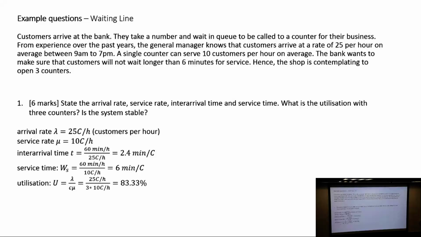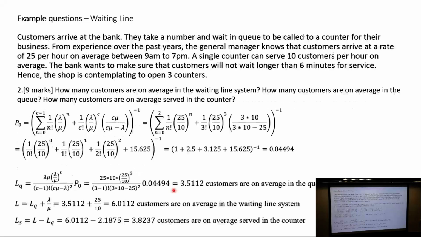Also utilization. Because we consider the utilization of the 3 counters, you should multiply by C equals 3, so 10 times 3, and divided by 25. So we got this utilization, which is a percentage. Okay, and the second question: how many customers are on average in the waiting line system? How many are in the queue and how many are being served? So how many customers?